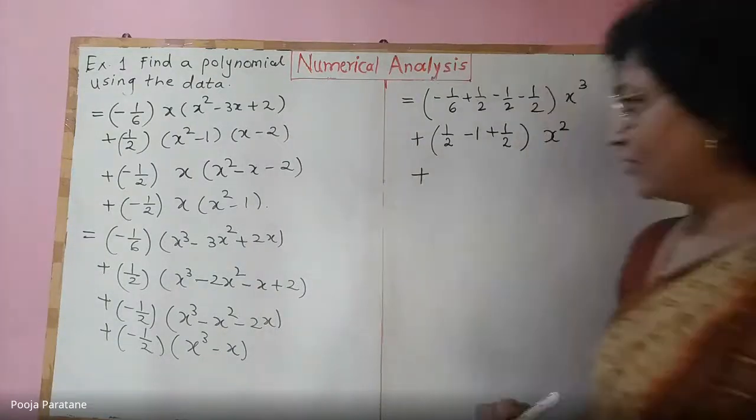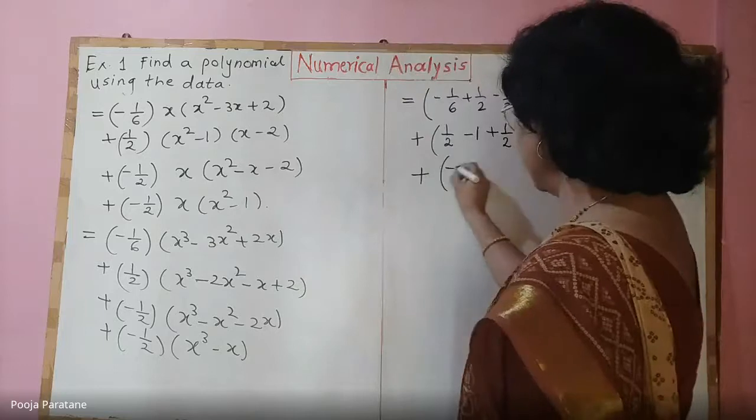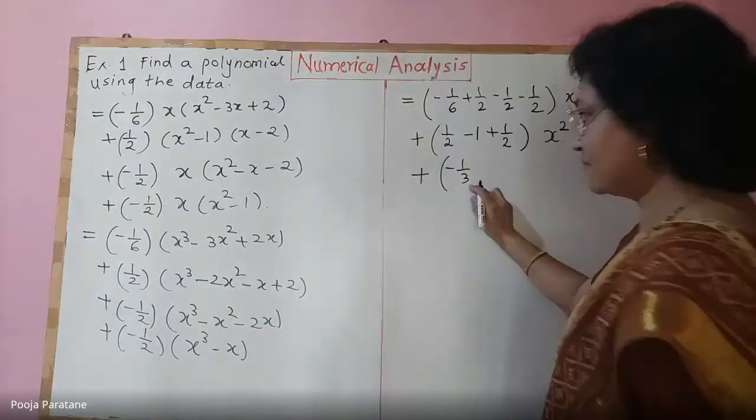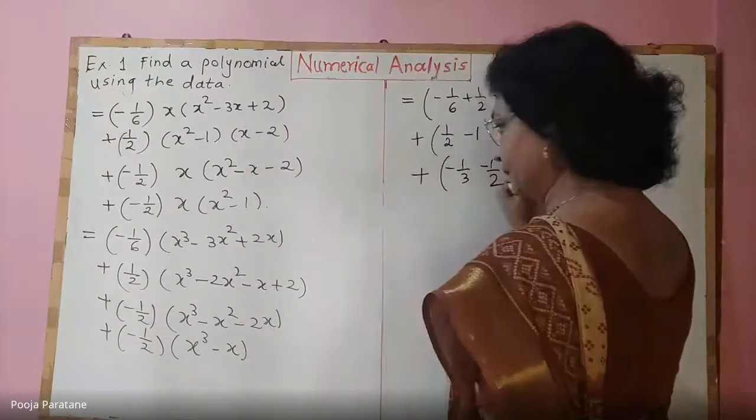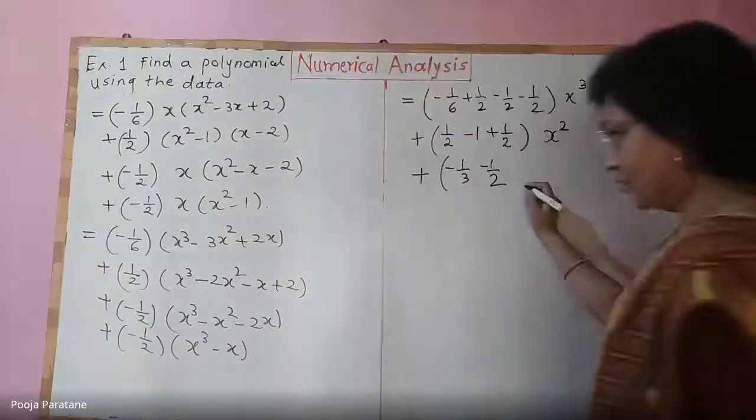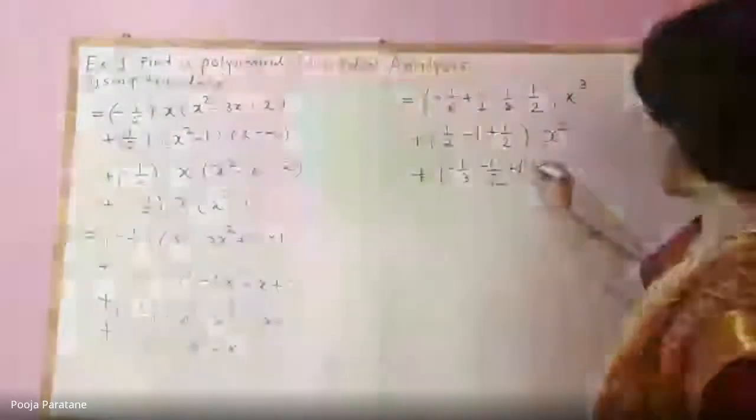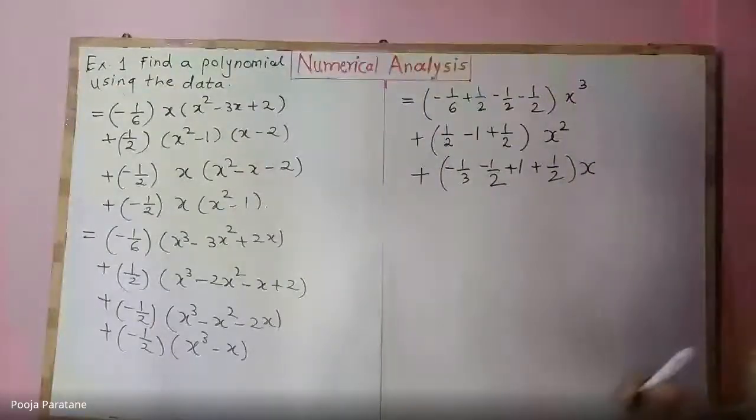Then the coefficient of x. So here it is minus 1 upon 3. Right? Here it is 2. Here it is minus 1 upon 6. So it is minus 1 upon 3. Then here it is minus 1 upon 2. Here it is minus minus plus. And you will get it here, 2 will get cancelled. Here it is plus 1. And the last term here you will get plus 1 upon 2. This is how we are collecting the coefficient of x.